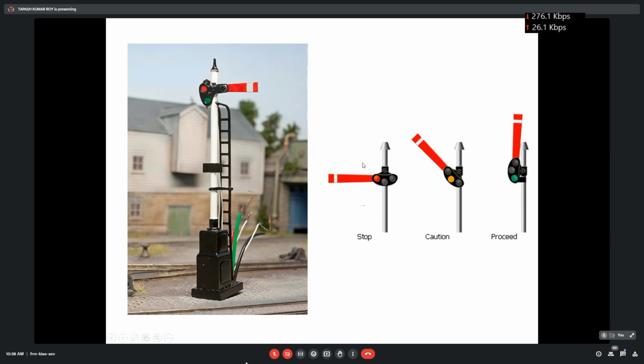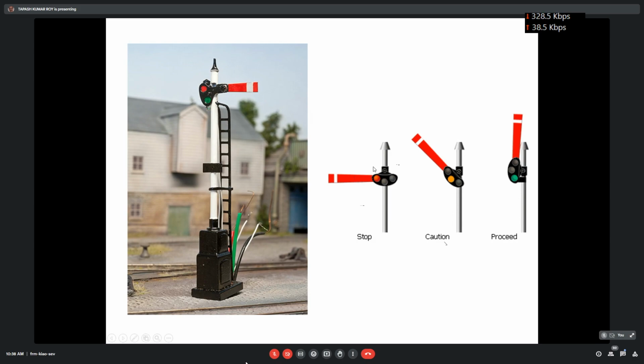So we can easily find it, and this is the location. If it remains like this, then it stops the train. If it is like this, the train moves with caution. If it is like this, during daytime it is visible, but at night time it is not visible. That is why one light will be placed behind it, in this location.